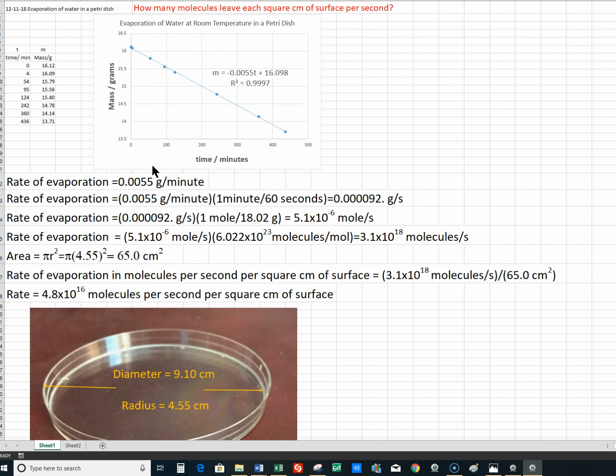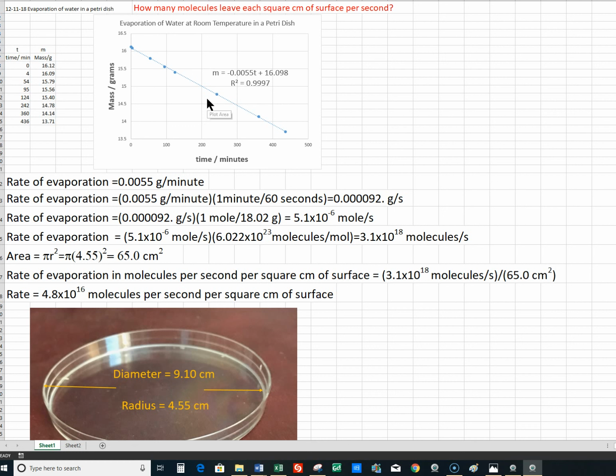And I put the petri dish on a balance and measured mass versus time. And here are the data, and time is in minutes. And I then plotted the data. Of course, you can see that the mass is decreasing, and that decrease is due to evaporation.